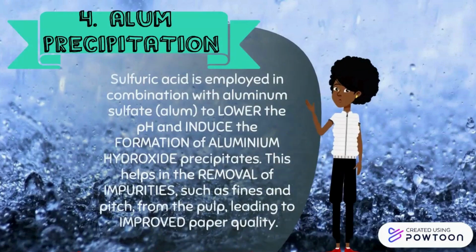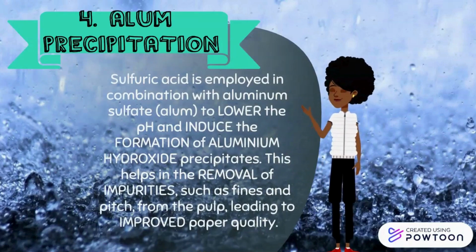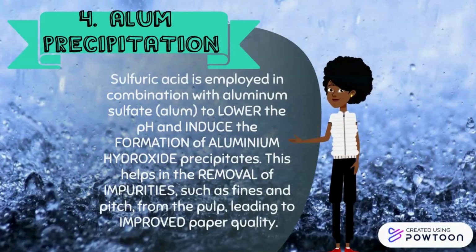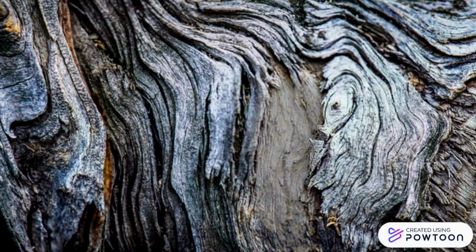Next is alum precipitation. Sulfuric acid is combined with aluminum sulfate or alum to lower the pH and induce the formation of aluminum hydroxide precipitates. This helps in the removal of impurities, leading to improved paper quality.